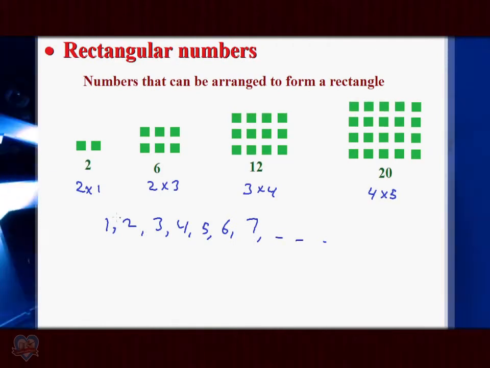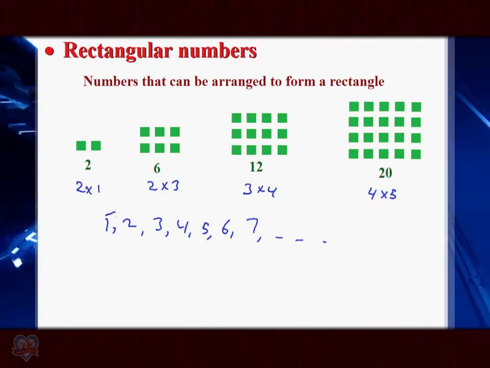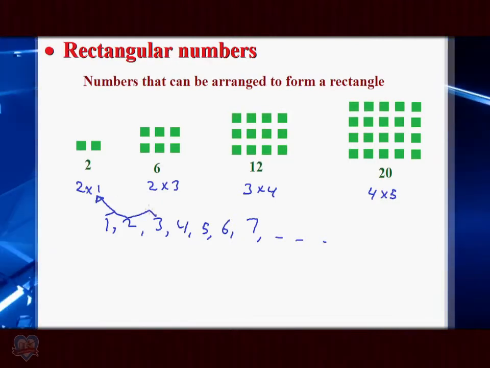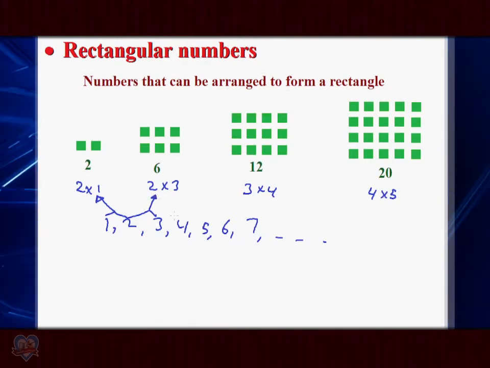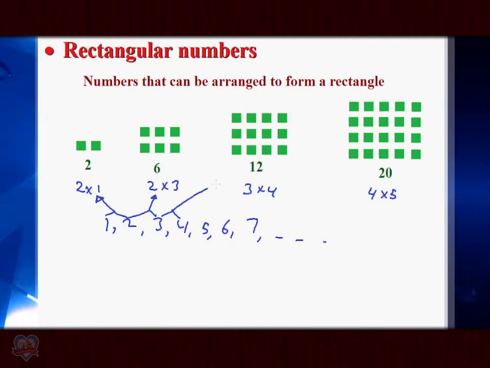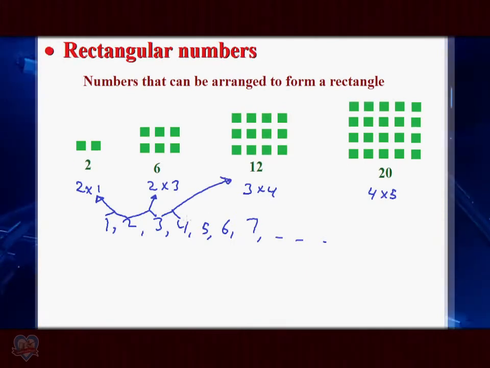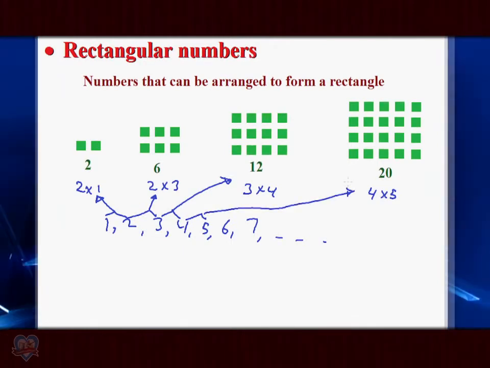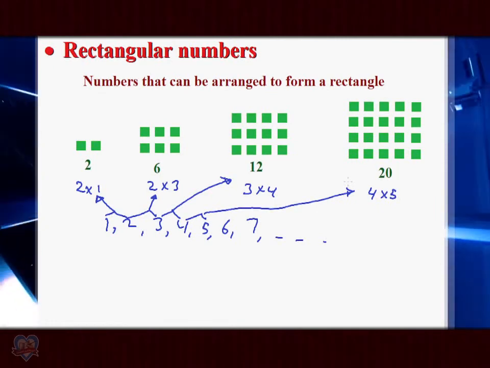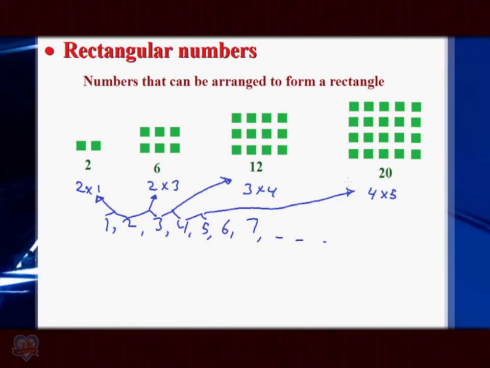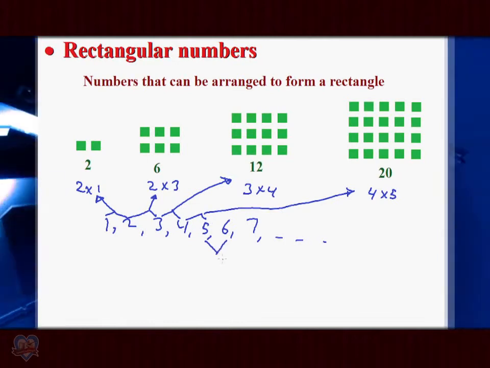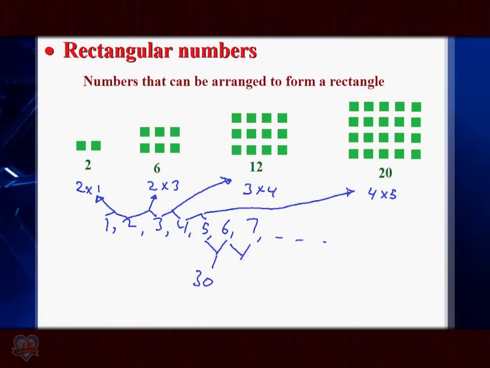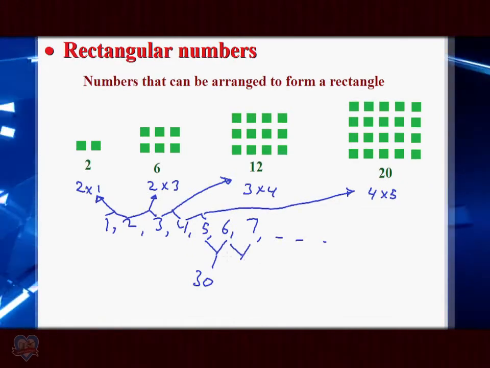So 1 times 2 gives us the first rectangular number. 2 times 3 gives us the next rectangular number. 3 times 4 gives us the next rectangular number. 4 times 5 is going to give us the next rectangular number. Now the next rectangular number is going to be 5 times 6, which is a 30. 6 times 7 is the next rectangular number, and this is 42.